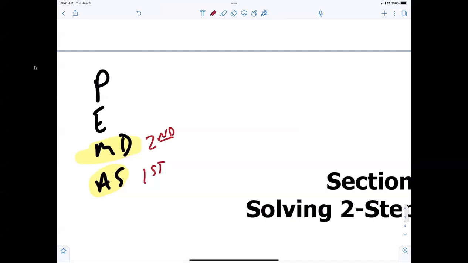And how do you get rid of addition again? Subtract. How do you get rid of subtraction? Add. Multiply, divide, fractions. Nope. How do I get rid of fractions? Reciprocals. You do the reciprocals. So if you know that, this is simple.